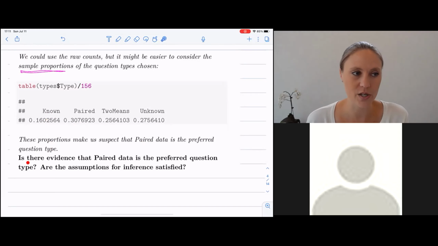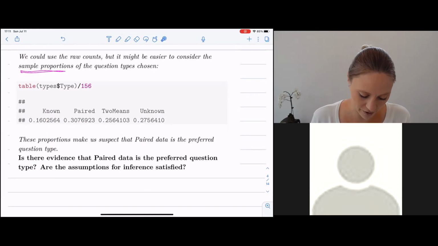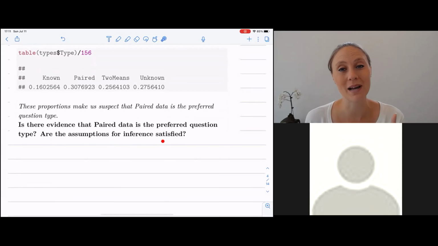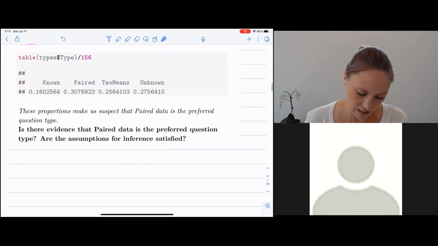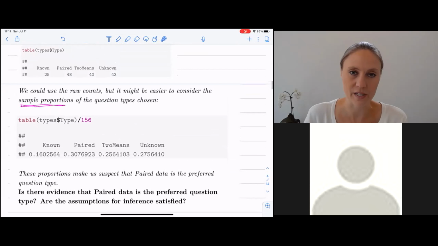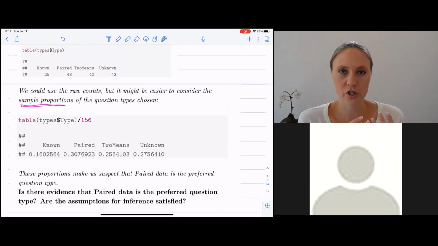So then here's our question that we're going to answer. Is there evidence that paired data is the preferred question type? And then I've followed it with, are the assumptions for inference satisfied? That's just a reminder so that you don't forget to check the assumptions. Okay, so what I want you to do is just go through this question as best as you can. First, check the assumptions, right? And then go through and try it, and then I'll meet you back here.